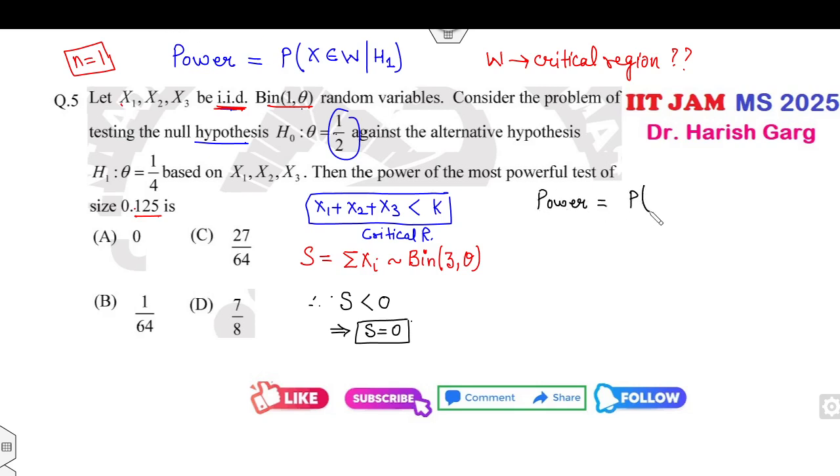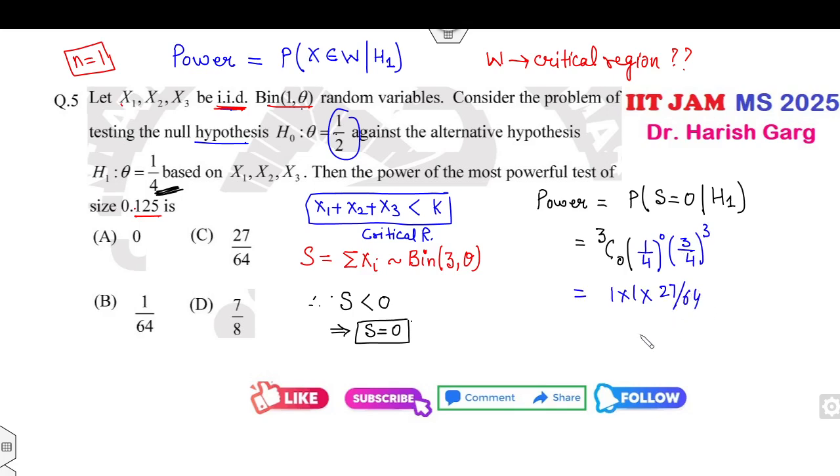Power is the probability that s will be 0 under the case of H1. So it's 3C0 under H1. Theta is my (1/4) raised to power 0, (3/4) raised to power 3. So it's 1 times 1. 27/64 is the right answer of this problem.